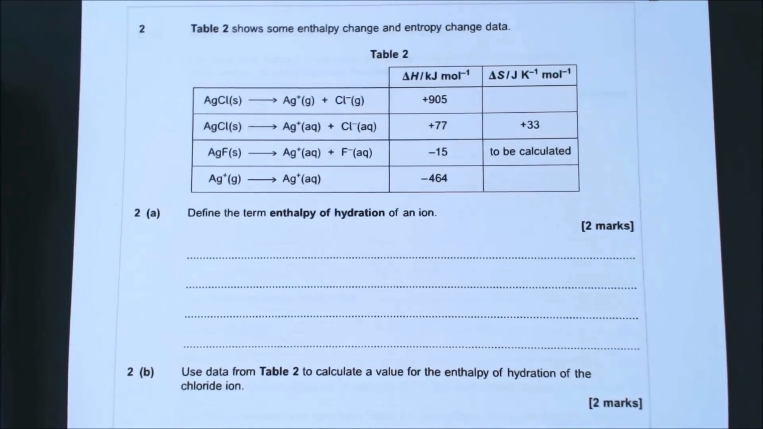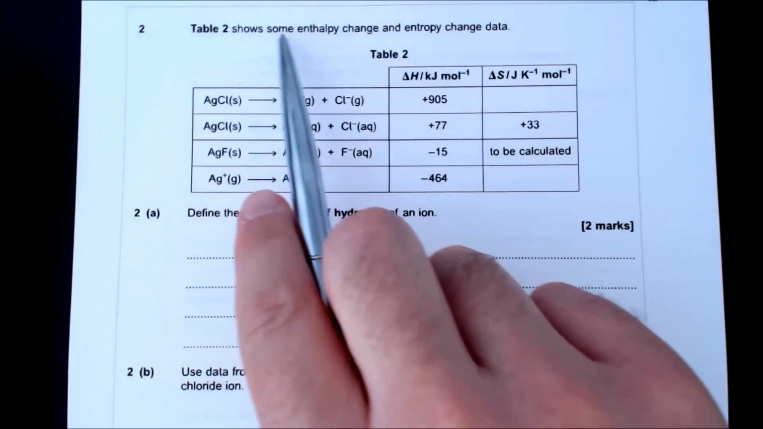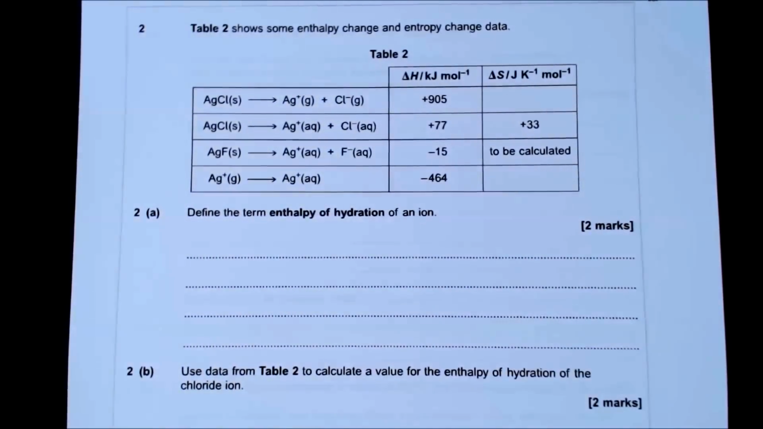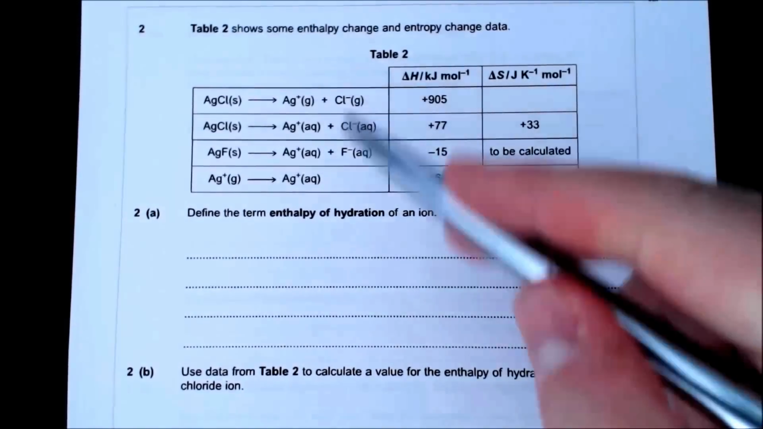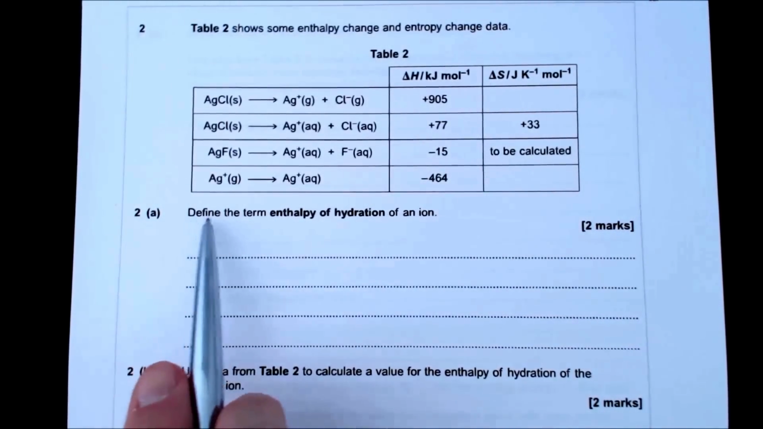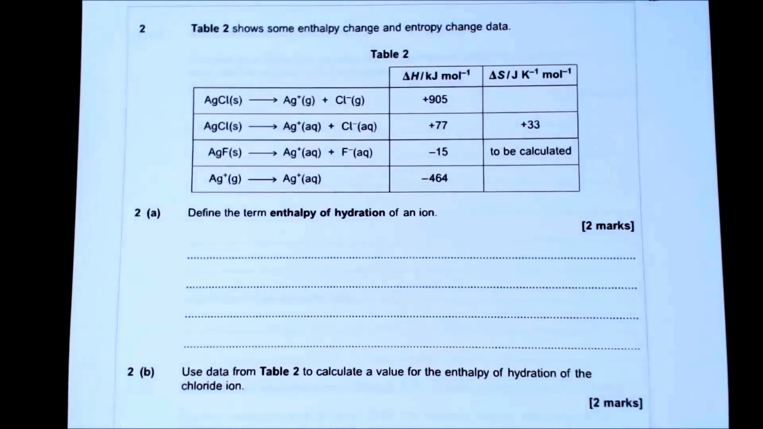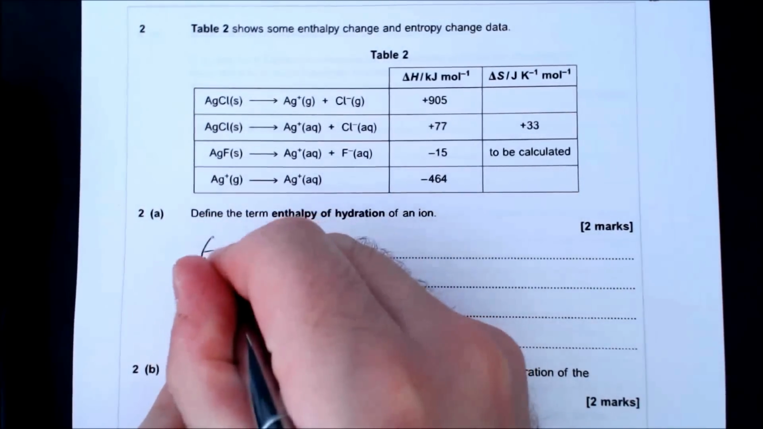Okay, so this is question 2, and question 2 is all to do with enthalpy and entropy values. It says table 2 shows some enthalpy change and entropy change data, and you can see they've given us a range of different reactions and the enthalpy and entropy values of them as well. 2a says define the term enthalpy of hydration of an ion. Right, so this is just a definition, so you do really need to know these. So we'll write it down in here.